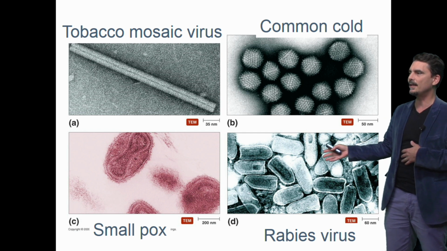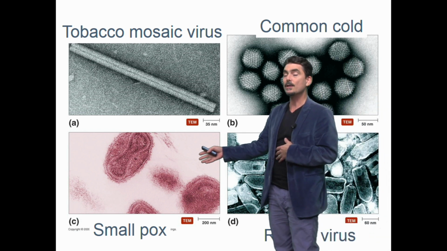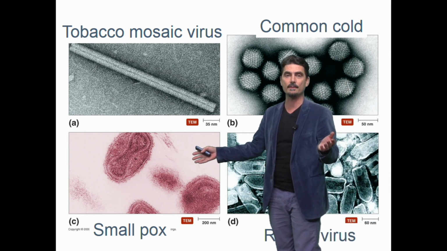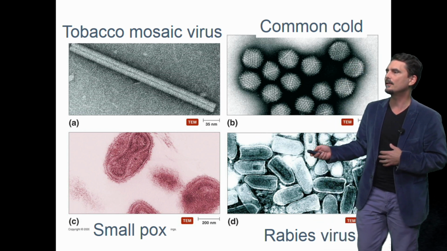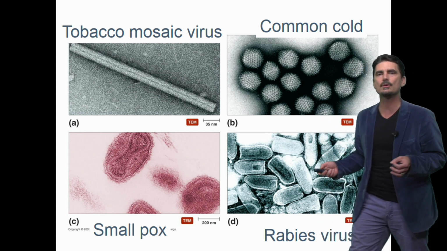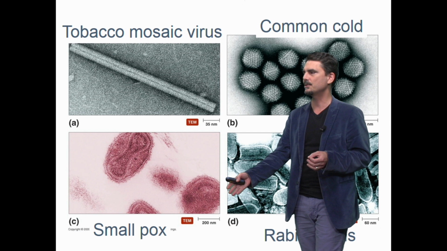Rabies virus is like a bullet. And then smallpox, which we've eradicated, a huge success story for the world, used to ravage lots and lots of people. Smallpox, that's what it looks like. And all of these are under transmission electron microscopes, which is what TEM stands for.